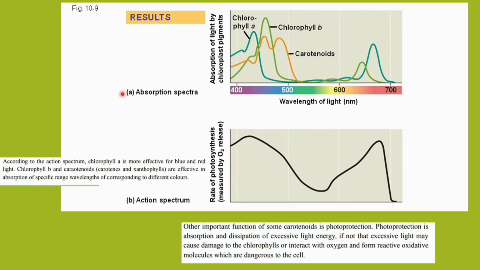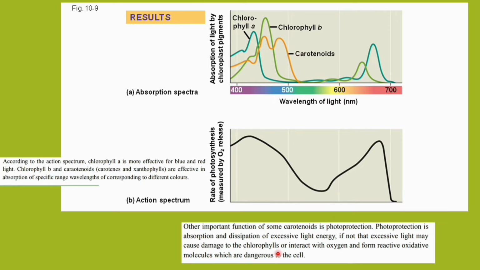The first statement, chlorophylls absorb yellow and blue light and reflect green light. That is wrong, because chlorophylls mainly absorb red, blue and violet light and they reflect green light. So not yellow, they don't absorb yellow, so that is wrong. Second statement, chlorophyll B prevents the formation of reactive oxidative molecules. That is wrong. That is a function of carotenoids. So carotenoids do this photoprotection and prevent the formation of reactive oxidative molecules, not chlorophyll B. That is wrong. Third statement is correct.